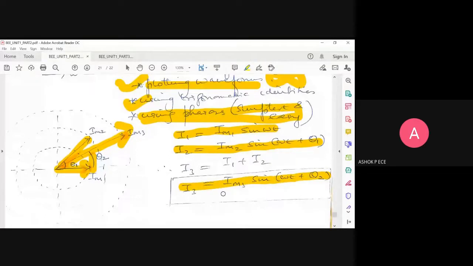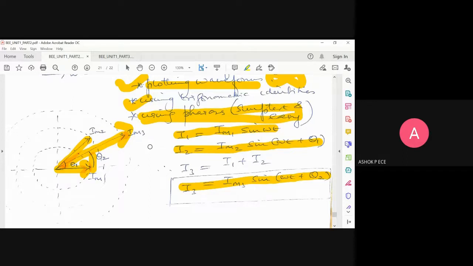Definitely, when you have two vectors Im1 and Im2 like this, the resultant will always be somewhere in between. So if you trace this I1 and I2 using vectors, you can easily find the endpoint of Im3. That is easily done using vectors.